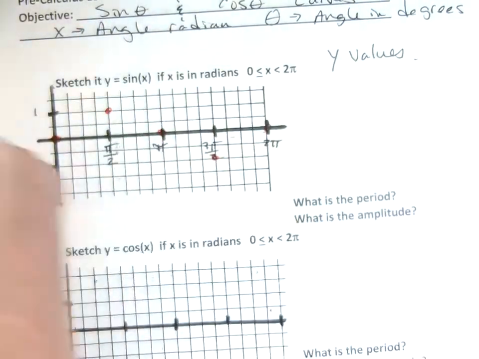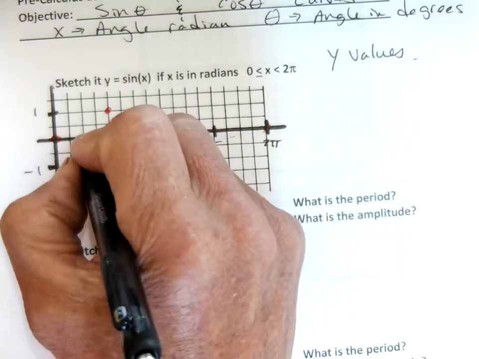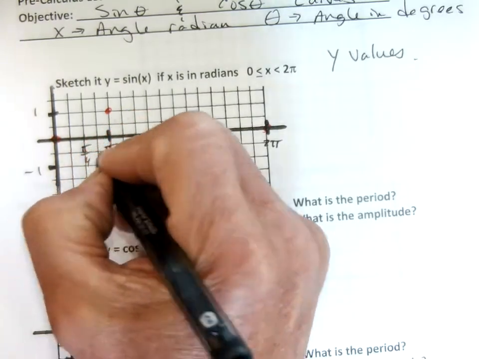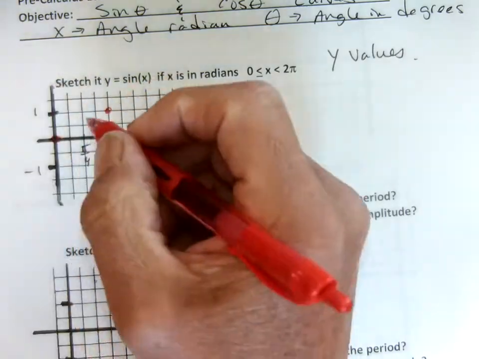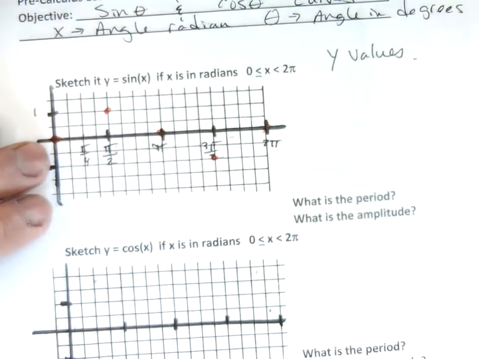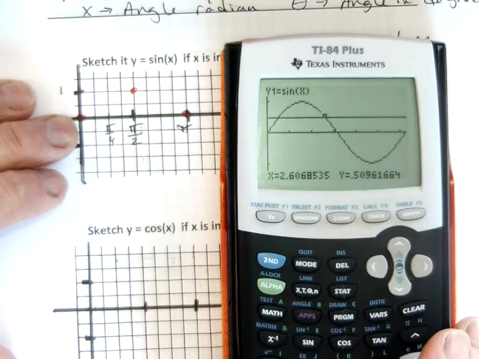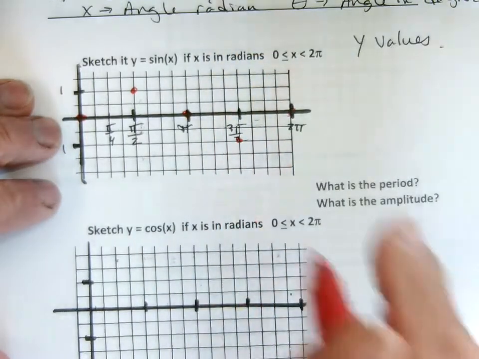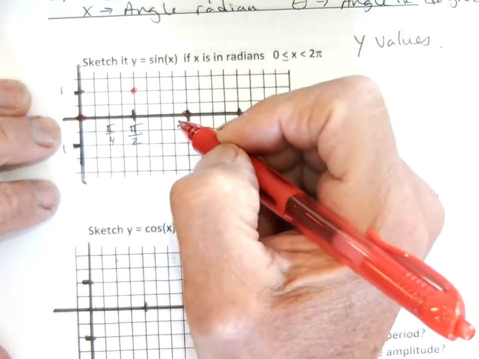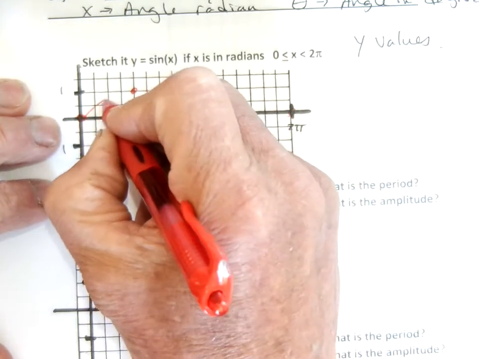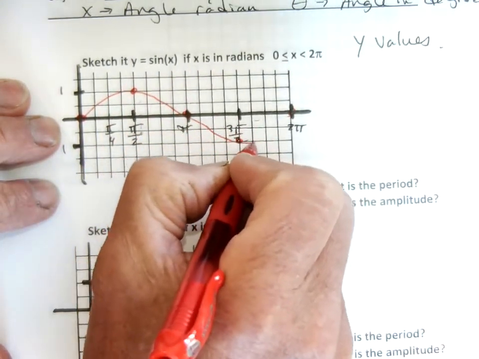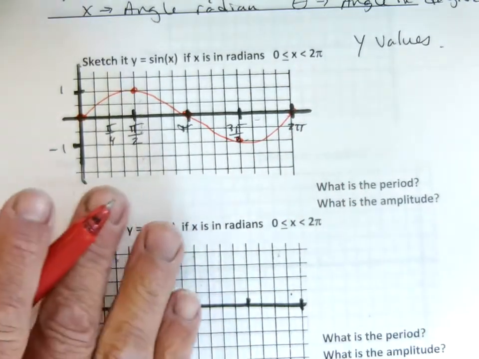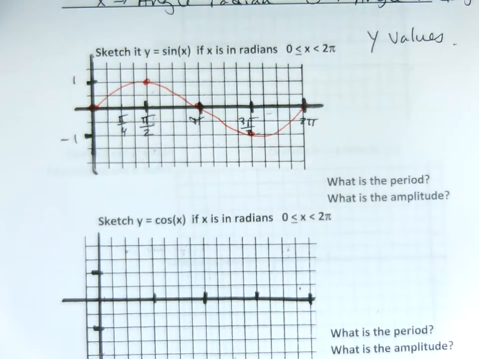At pi fourths, you could put pi fourths in here if you wanted to. At pi fourths, it's the square root of 2 over 2, but that's about 0.7. So we're just going to go ahead, now it's a curve. You can see it from my calculator, right? From my calculator, it's a curve. It is not pointy, it's a curve. All right, that is one sine curve.